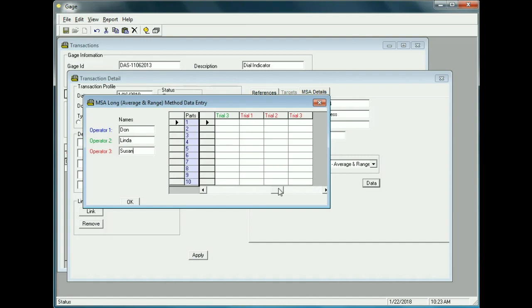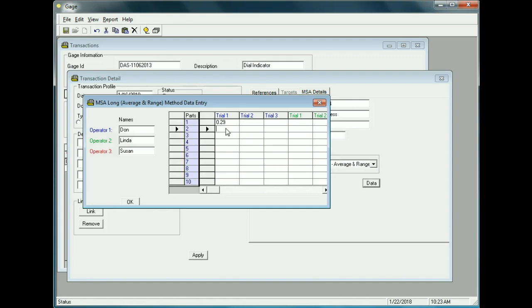Then we'll enter a few readings here just so that you see how that's done, but we're not going to actually enter all the readings. We'll come back and have that pre-populated in a moment. For the first trial, we have 10 parts that we're going to be looking at, for appraiser number 1, or operator number 1. So Don will measure those 10 parts. For example, the first measurement would be 0.29 for part number 1, trial number 1.